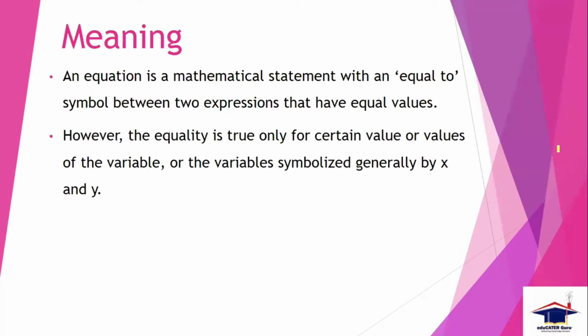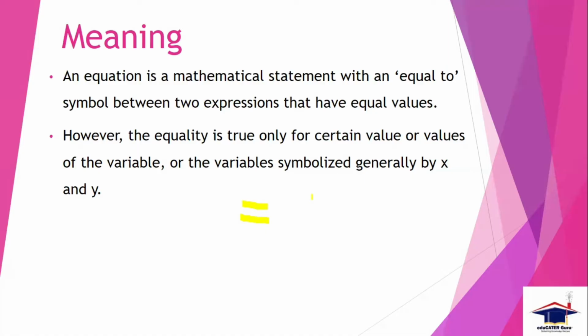Now, let us start with the meaning of equations. An equation is a mathematical statement with an equal to symbol between two expressions that have equal values. So the symbol is equal to. So the LHS and RHS of the equation, that is left hand side and right hand side of the equation, should be matching like that. It should be equal. That is what an equation means in the mathematical term.